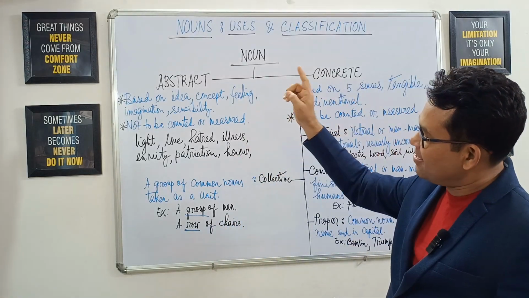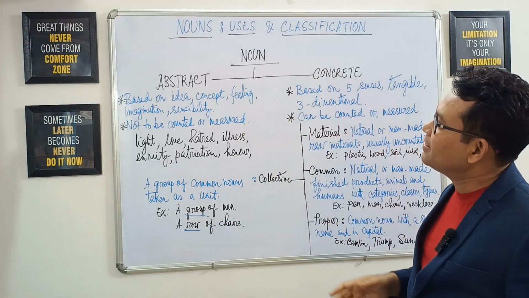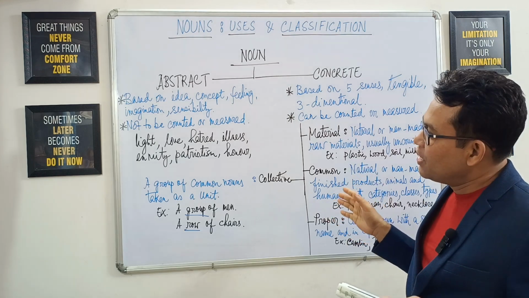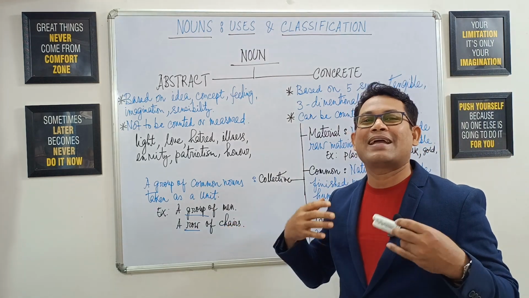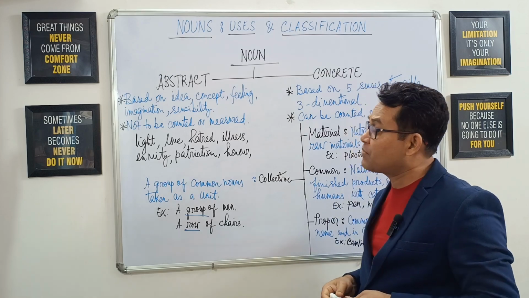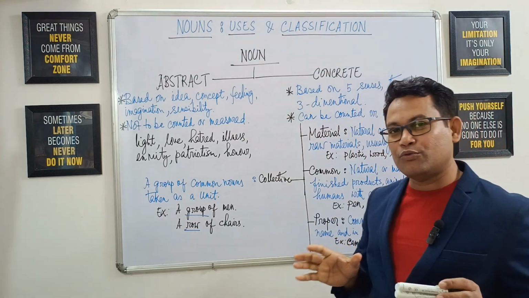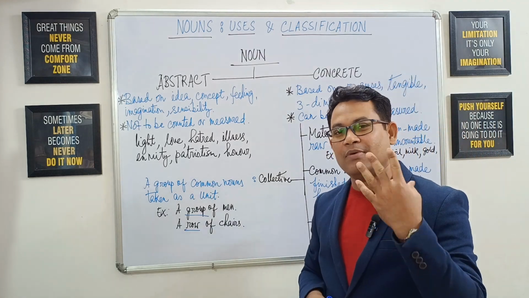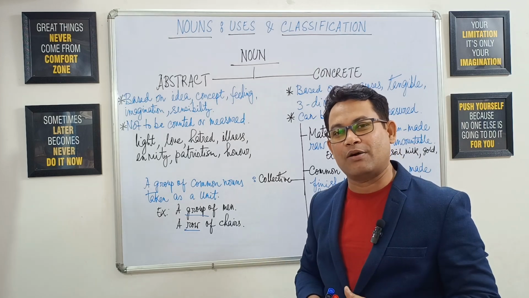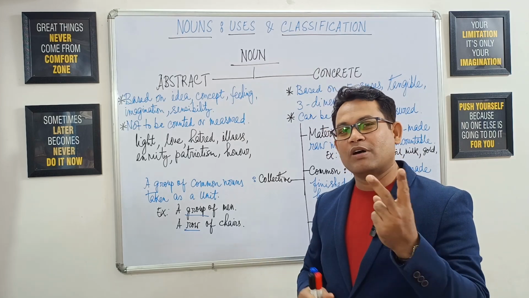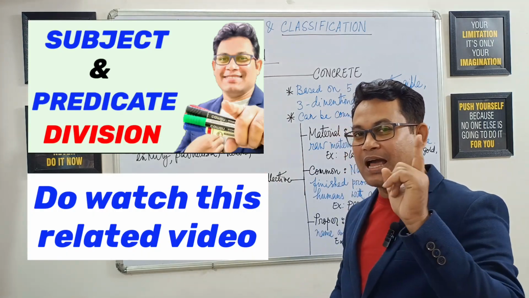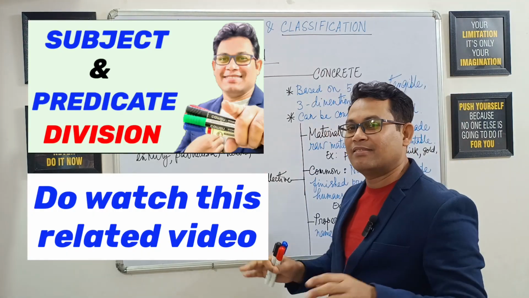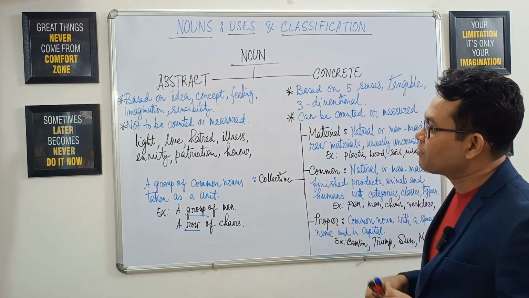Today's video content is nouns and their uses and classification. First, I will show you how to classify or categorize nouns in English grammar, and then I will explain how to use nouns. There are three uses of nouns in English grammar. Two are very common: as subjects or objects. Number three is very, very important. I will explain it after I explain the classification of the nouns first.